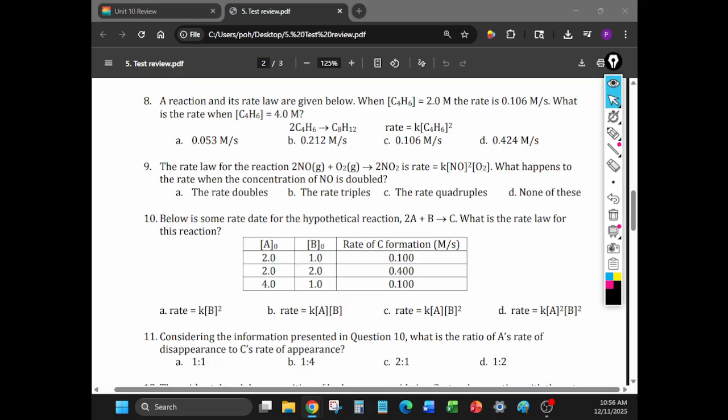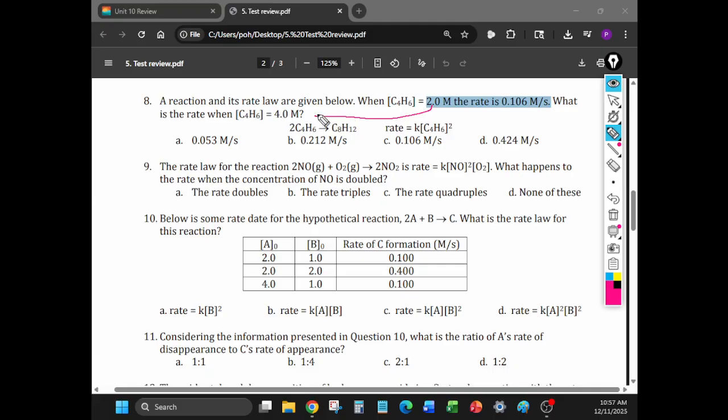Okay guys, let's go over the next couple. Okay, so if we take a look at 8, it tells us the reaction and it gives us the rate, and we can see that it is second order. That's a key thing right here, because it tells you that when the concentration is 2, the rate is 0.106, and it's asking what is the rate when it's 4. So we're comparing how the rate changes when you change concentration.